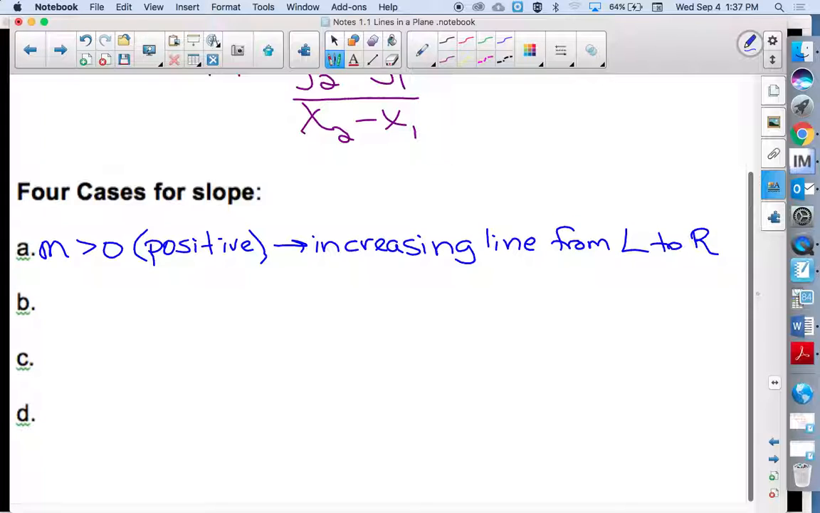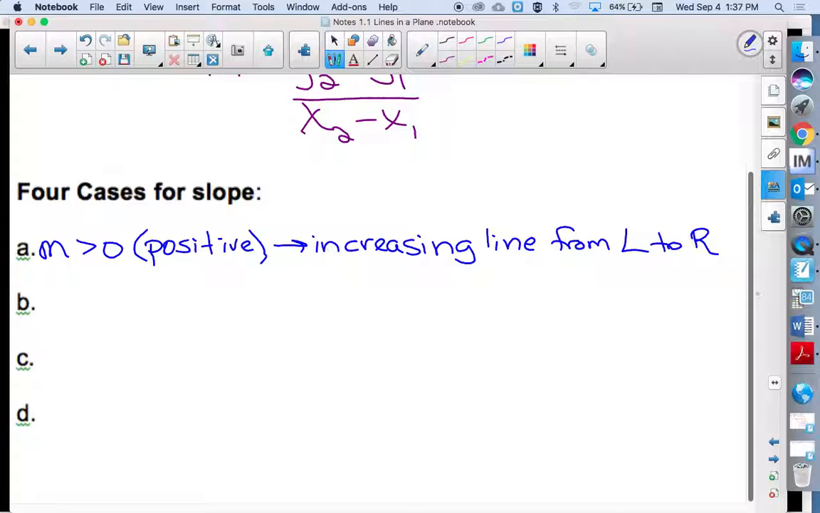So slope is a number. It's a number that makes the graph rise, or it's a number that makes the graph fall. If the number is positive, it increases or rises from left to right. Just like you read a book, you read the slope the same way. So that's one case of slope.